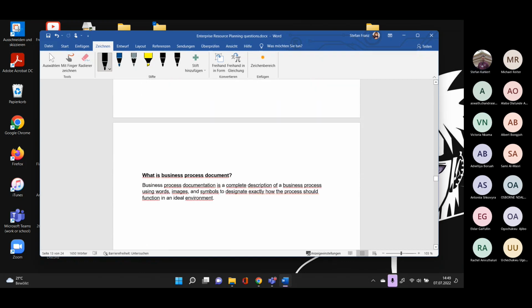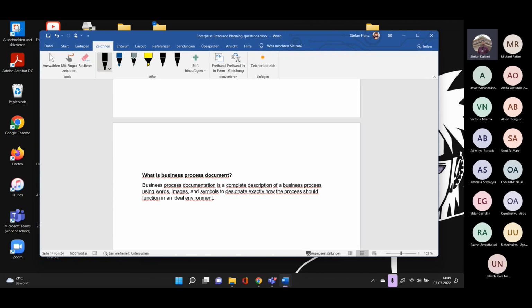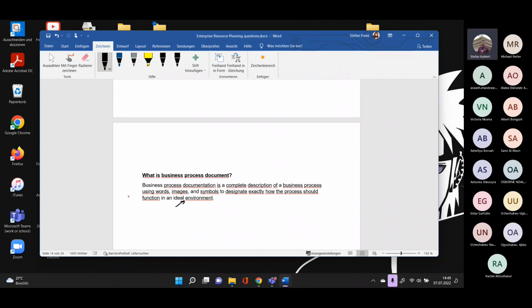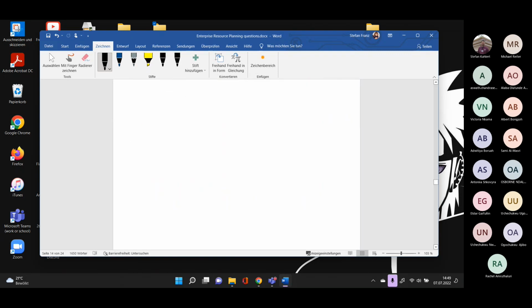What else? Yeah. Business process document, BPD, is a description of a business process, using words, images, and symbols to designate exactly how the process should function in an ideal environment, which reflects your internal business processes. So it's not a document which you print out. It's rather the description and adaptation in the process. So if you see such a question, such an answer is enough. What else?